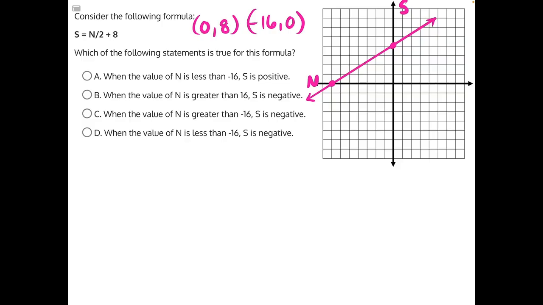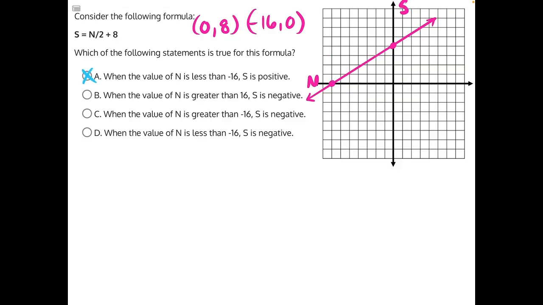A says when the value of n is less than negative 16, that would be right here, s is positive. Well, less than is to the left of this value, and all of these s values are negative. They're underneath the x-axis, meaning that answer choice A is incorrect.